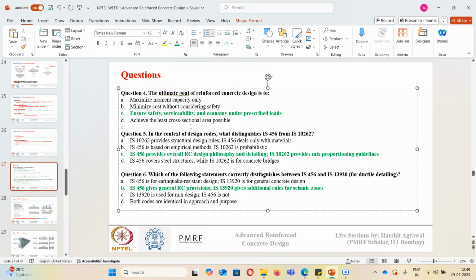So we design a building by IS 456, and then if the building is in seismic risk zone, we need to follow the guidelines of IS 13920 also to check whether our design is safe for earthquake activities or not. And if not, IS 13920 provides us the additional rules or additional requirements that should be imposed in the structure to make it safe from earthquake damages.